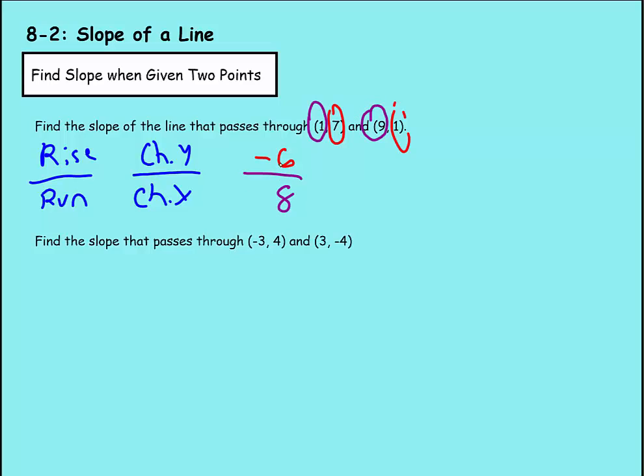So I have negative 6 over 8. If I'm going to simplify that, that becomes negative 3/4. And that's as simple as it gets. So negative 3/4 becomes my slope.